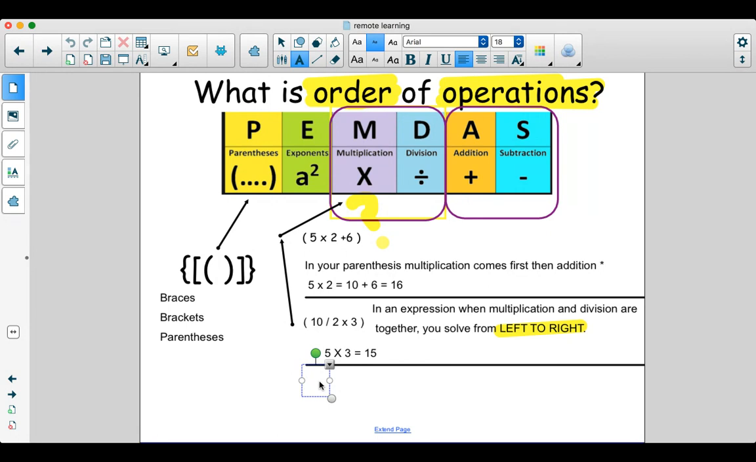Okay, we have 10 divided by 2 times the quantity 5 plus 5. I'm making the numbers easy so you can see how this works before we make the numbers complicated.